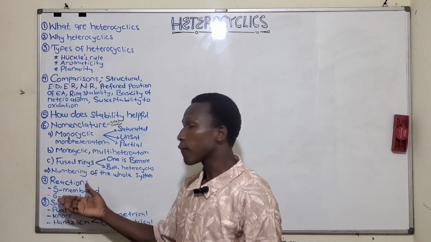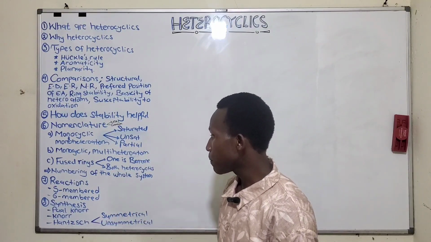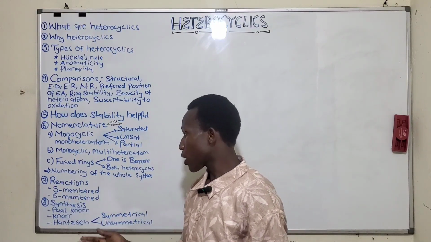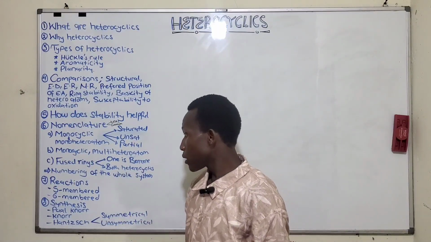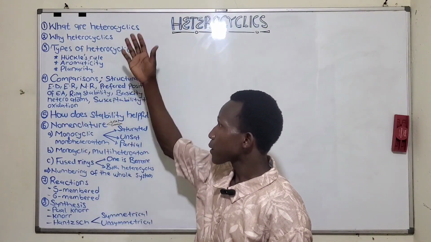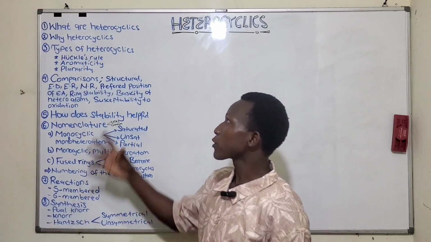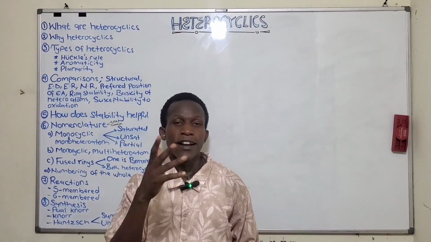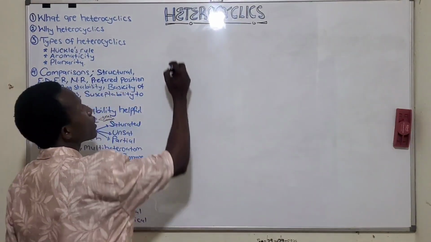Then the reactions of the 5-membered and 6-membered heterocyclics. Then we go to synthesis, where we talk about the Paal-Knorr synthesis and the Hantzsch-Widman reactions. All of these we shall discuss in different videos, but we have to cover the whole topic. Let's go. What are heterocyclics?